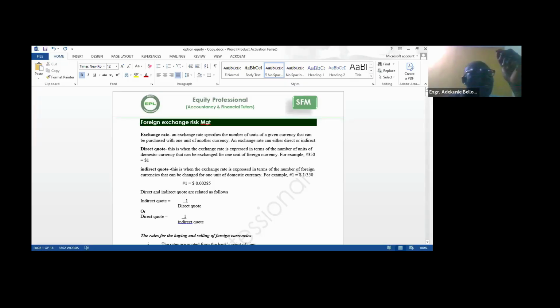At this market, we have banks, we have currency dealers, we have corporate companies, and we have individuals that can buy or sell foreign currency at a price known as the exchange rates.